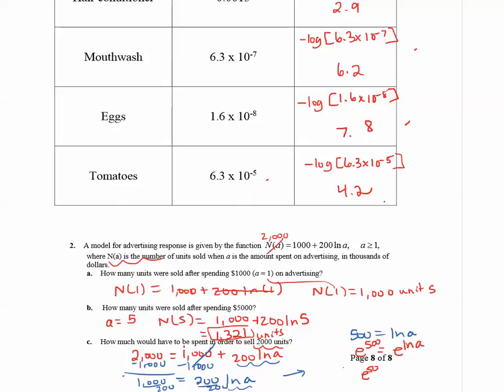So e to the 500 equals, and e to the ln of A, since e and natural log are inverses of each other, they're going to undo the operation and it brings down just the A. So A is equal to e to the 500, and that's something that you can type in the calculator. So I'm going to do second ln to get e on my calculator, and I do e to the 500 equals.